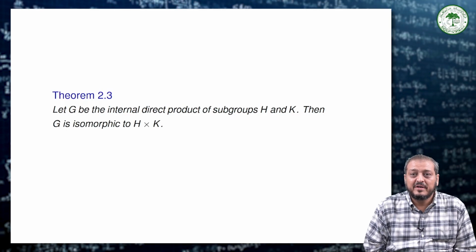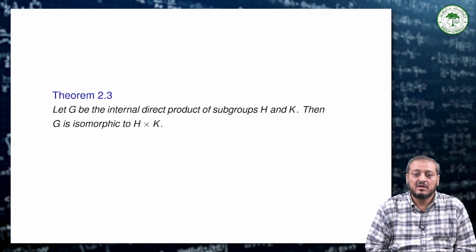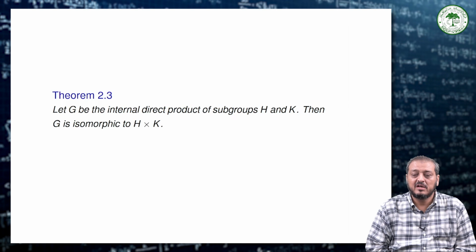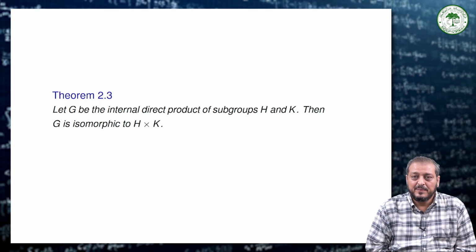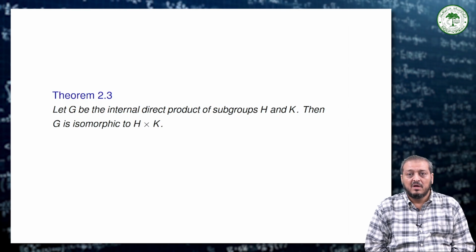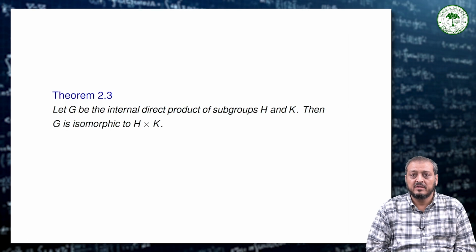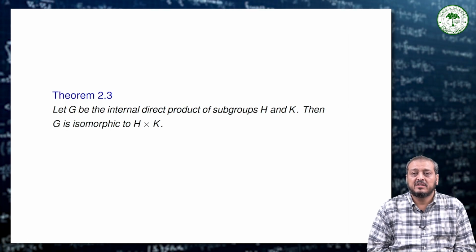Welcome, my dear students. In the last class, we discussed the internal direct product. I solved some examples. The last example we have to discuss is the Klein 4-group, and we have to prove a theorem that the internal direct product has equivalent conditions.